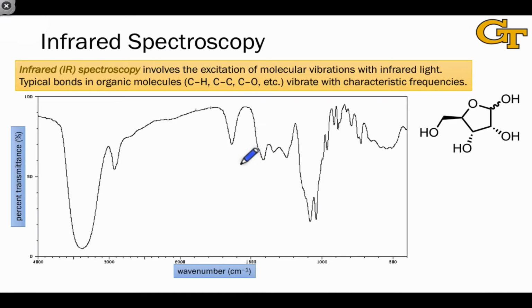The diagnostic power of infrared spectroscopy comes from the fact that typical bonds like CH, CC, and CO vibrate with characteristic frequencies. Things aren't exact since subtle details of molecular structure do affect vibrational frequencies, but we can look at regions of the IR spectrum to identify different types of bonds within organic molecules. And there's a difference between single, double, and triple bonds, for example, CC and CO.